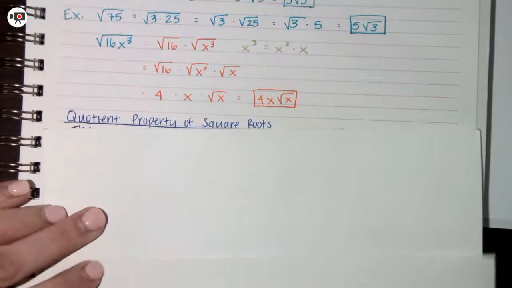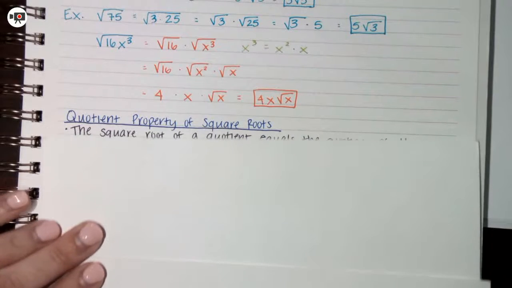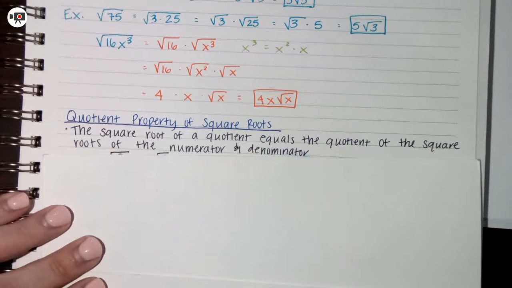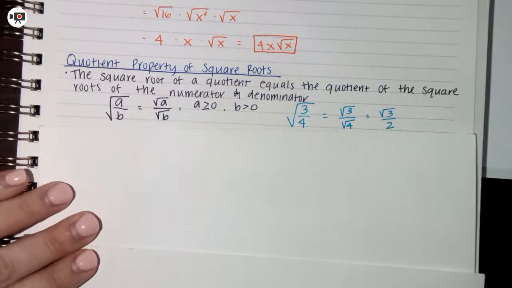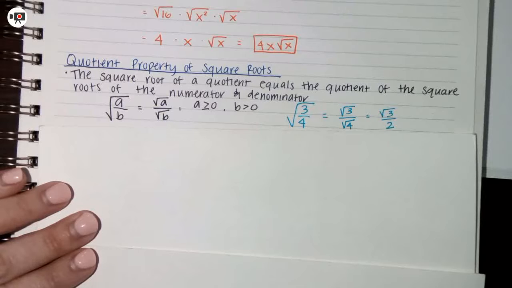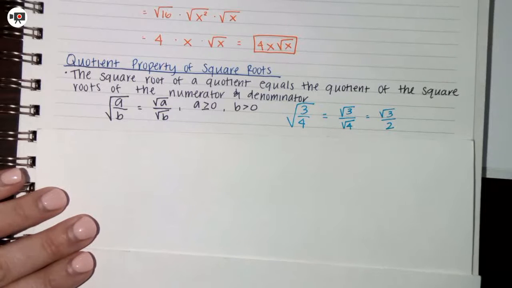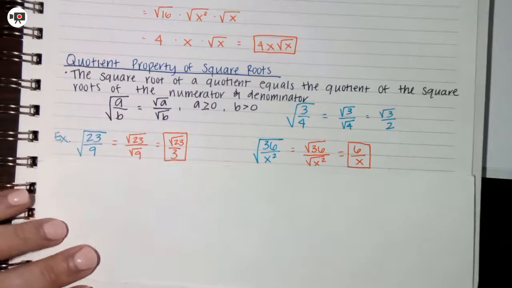Then we have the quotient property of square roots, which is very similar, except the quotient equals the quotient of the square roots of the numbers. So again, we split it. Square root of a over b is the square root of a over the square root of b, where a can be 0 or greater, and b must be greater than 0. So for the square root of 3/4, that's the square root of 3 over the square root of 4, which we can simplify to the square root of 3 over 2.